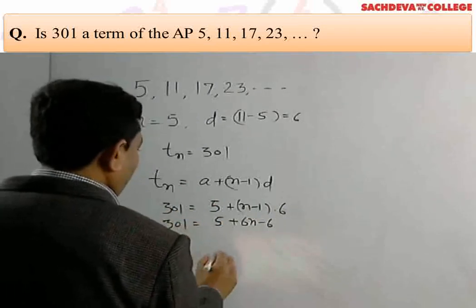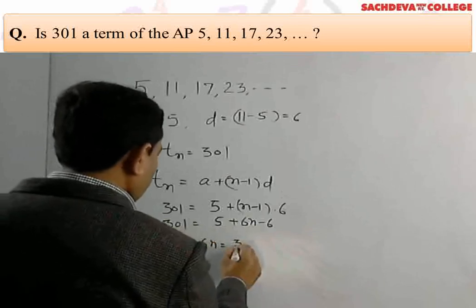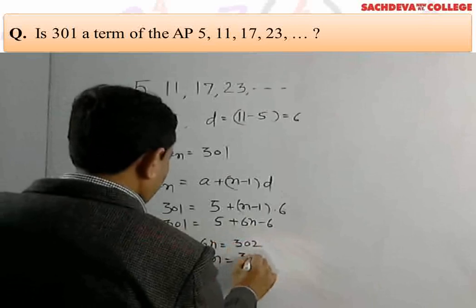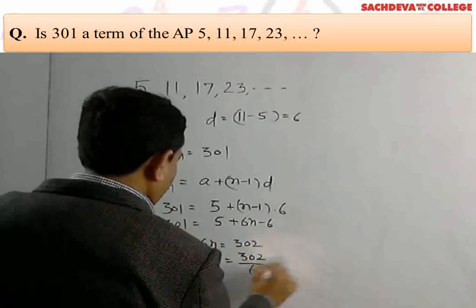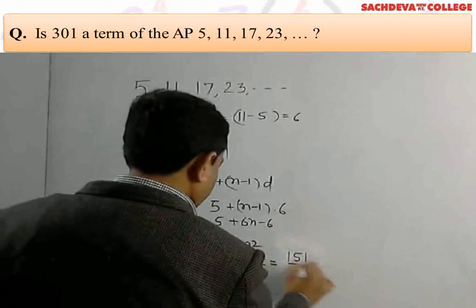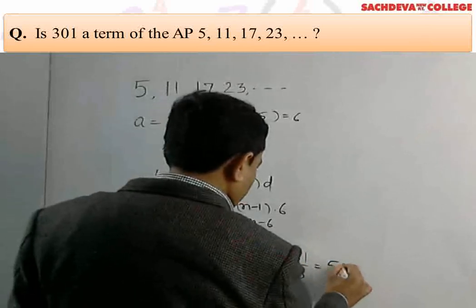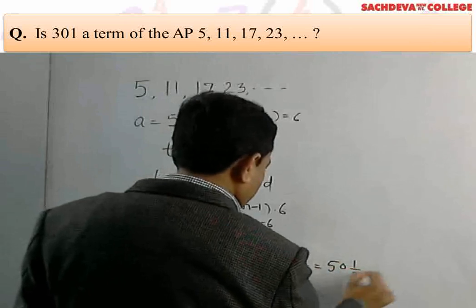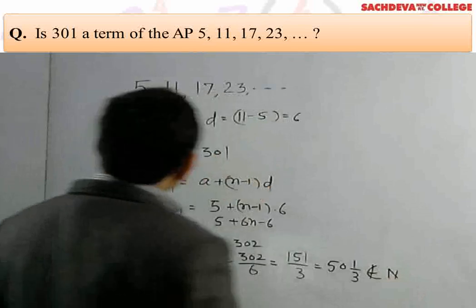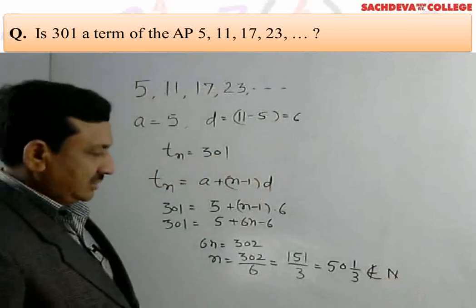301 equals, or 6n is equal to 302, or n is equal to 302 by 6, or is equal to 151 by 3, or will be equal to 50 and 1 by 3. This does not belong to N. So 301 is not a term of this series.